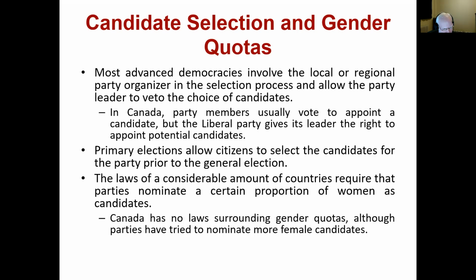Canada has no laws surrounding gender quotas. Those parties have tried to nominate more female candidates. The NDP has traditionally been best on gender representation. Typically, the further left on the ideological spectrum in Canada, the better in terms of nomination of female candidates. Trudeau, in terms of designating his cabinet, has made many pledges in terms of increasing gender representation.